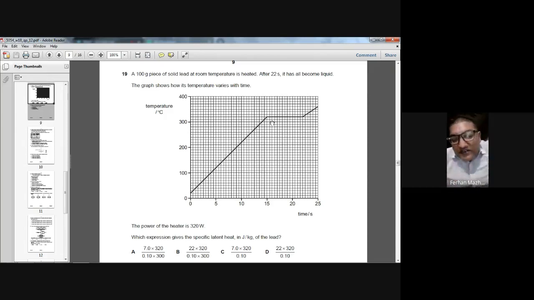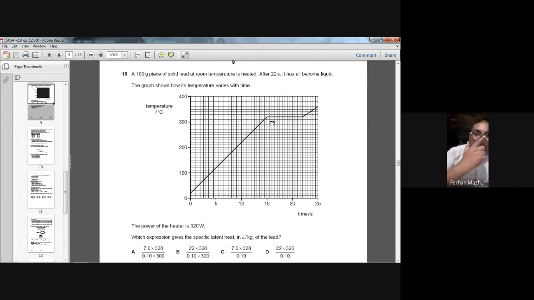So in these 7 seconds, I can calculate how much heat is provided by the heater. The power of the heater is given, that is 320 watts, and the time the heater was switched on is also given, 7 seconds. So I can calculate how much heat was produced by that heater. Heat is equal to power multiplied by time. 320 multiplied by 7 will give you the amount of heat. And the latent heat formula is the amount of heat divided by the mass. The amount of heat is 7 into 320 and the mass is 100 grams.